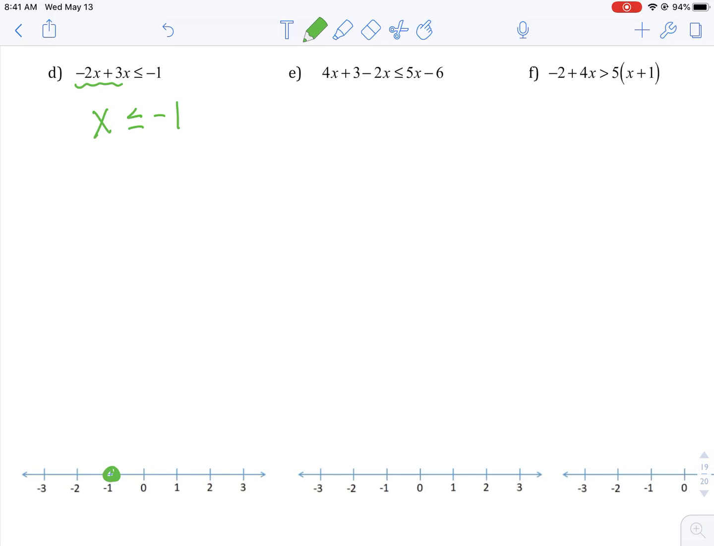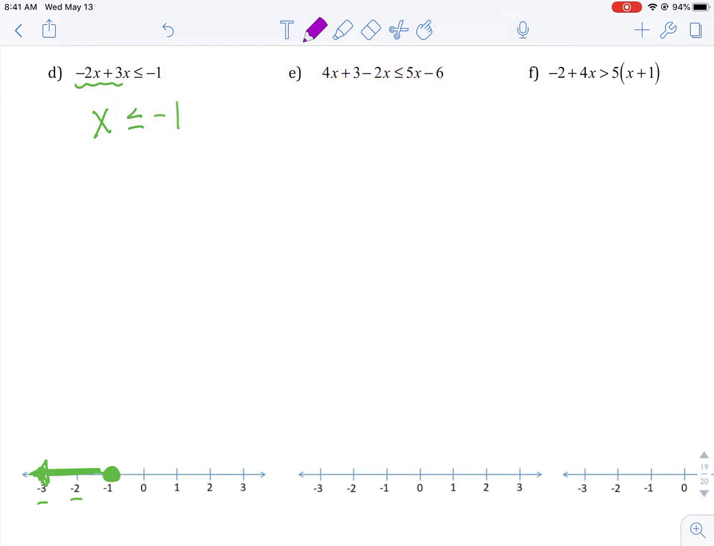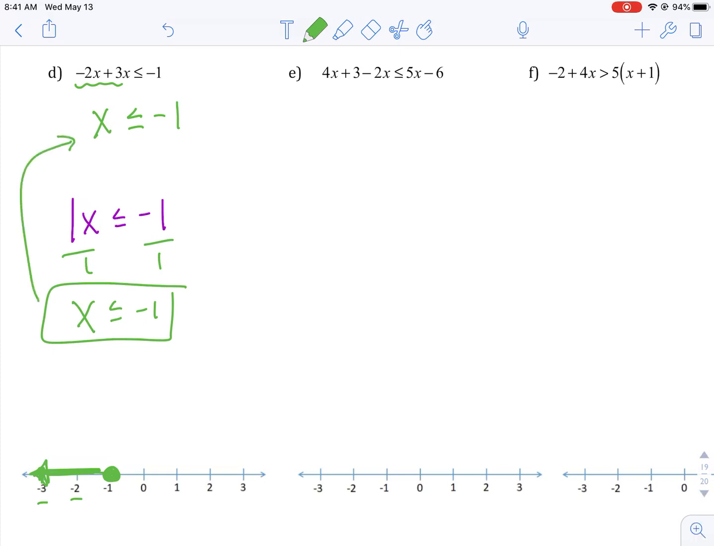So since it's less than or equal, we've got to color in the circle. And less than would be numbers to the left, like -2 and -3. So it's just an arrow to the left. And again, as I mentioned in the notes the day before, if when you combine that you get 1x is less than or equal to -1, you could end up dividing both sides by 1, but you're still going to get the exact same answer as I did up there.